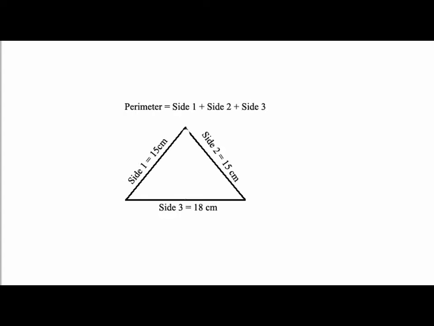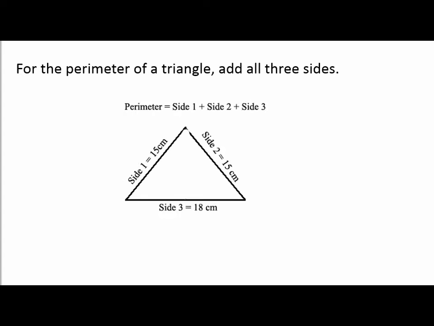Alright, for the perimeter of a triangle, add up the three sides. When you see my triangle there, side 1 is 15 centimeters, side 2 is 15 centimeters, and side 3 is 18 centimeters. What will be my perimeter for this triangle?